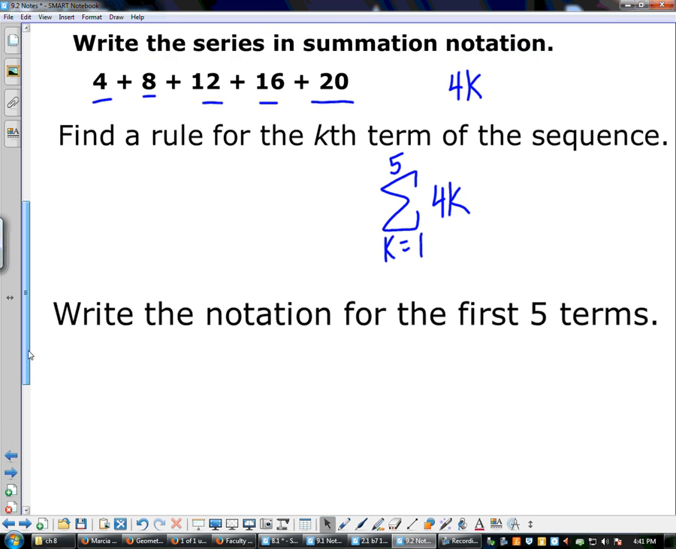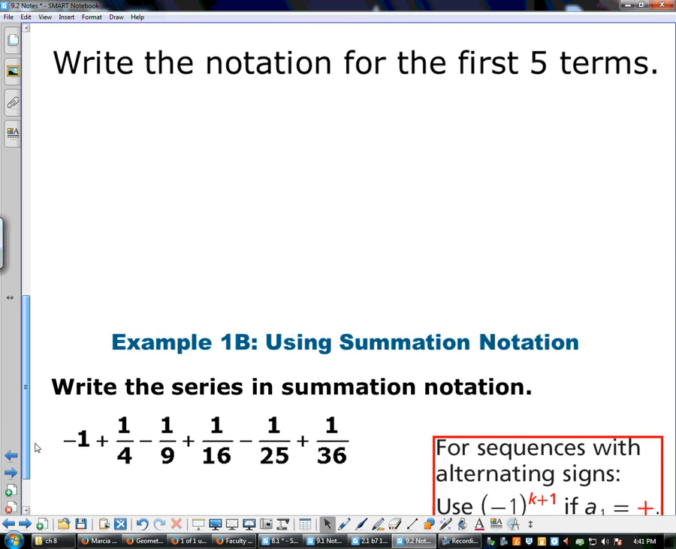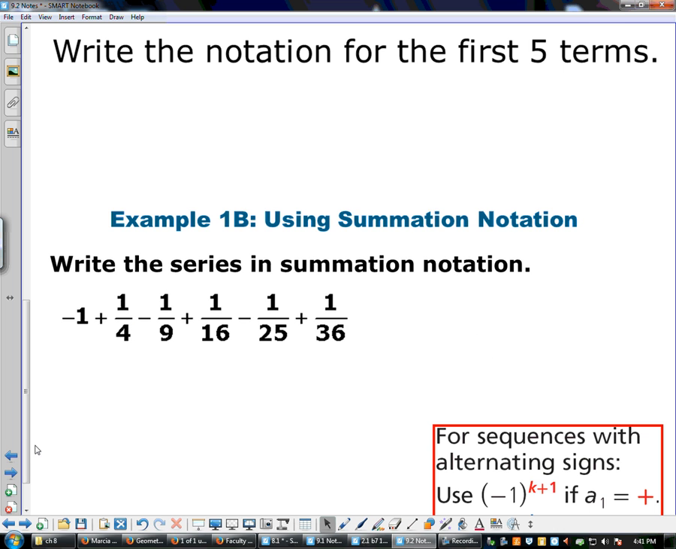So let's try another one of these. Given that my series is -1 plus 1/4 minus 1/9 plus 1/16 minus 1/25 plus 1/36, I want to figure out what that would be in summation notation. First off, I want to figure out how I got those different numbers in the sequence. What would be my rule for getting 1, 1/4, 1/9, 1/16, 1/25, 1/36? Again, we'll deal with the fact that it goes negative to positive in a second.